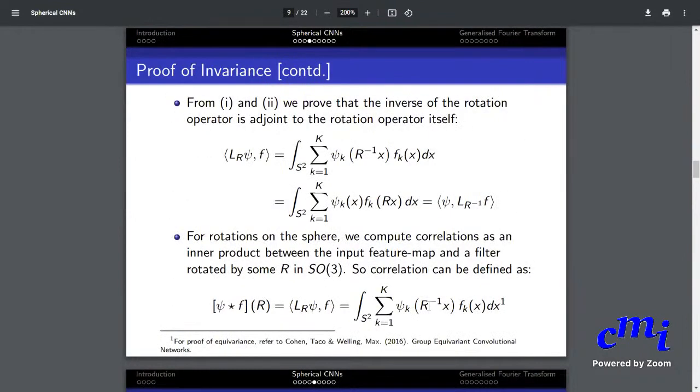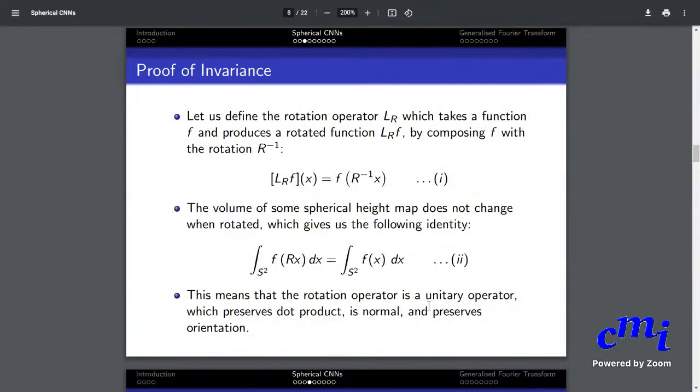Avirup, if you don't mind, I would like to just look at the earlier slides. Yes, ma'am, sure. This means that the rotation operator, which is LR, is unitary, preserves dot product, is normal. If you say it is normal, you don't have to say unitary. And if you say unitary, you don't have to say normal. Yes, if you say unitary, it is normal. Preserves orientation.